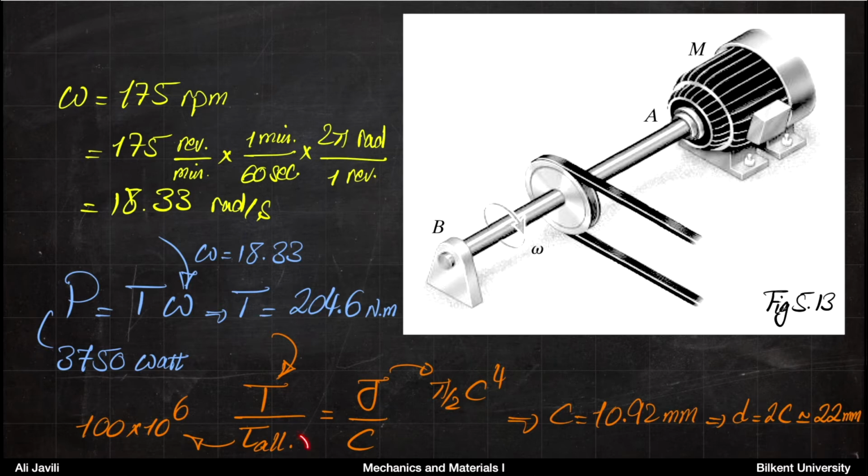The allowable shear stress is 100 megapascal. And from that, you can calculate C or multiply that by 2 to get the diameter. So the diameter is almost 22 millimeter. That's what you wanted to calculate for this question.